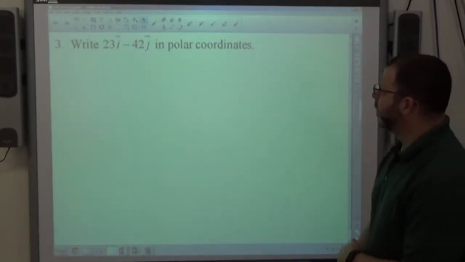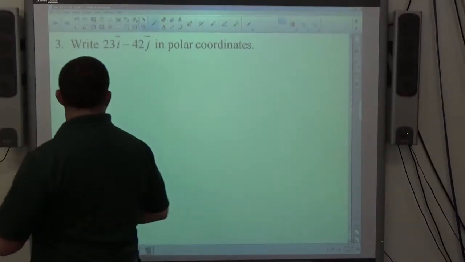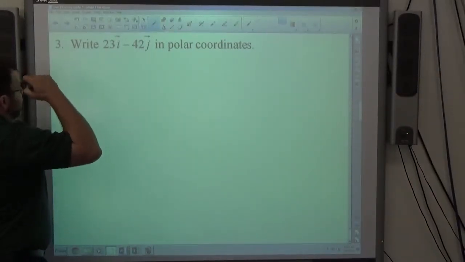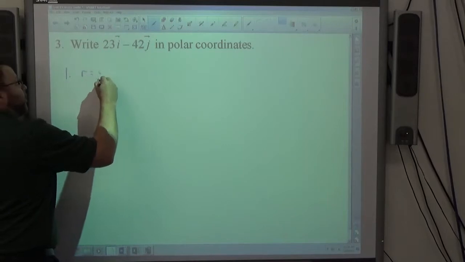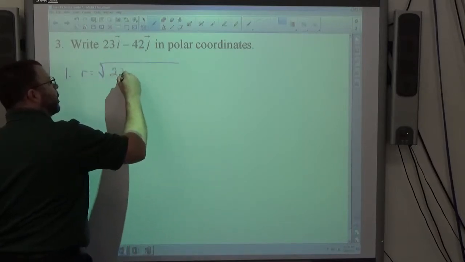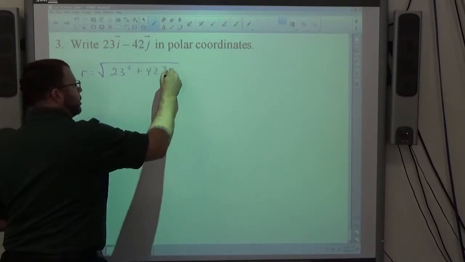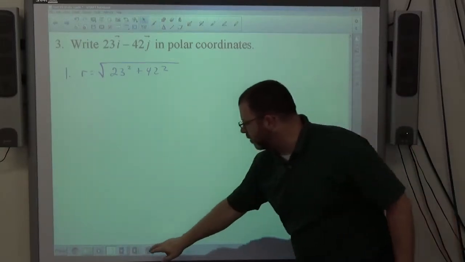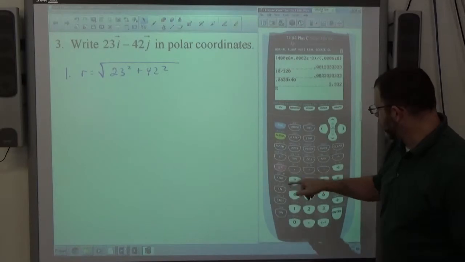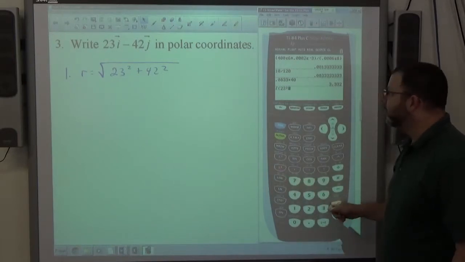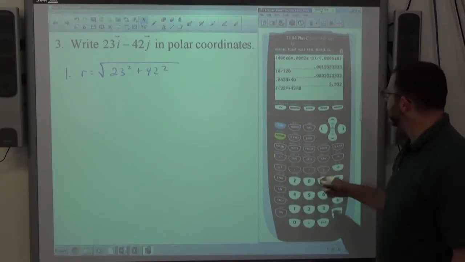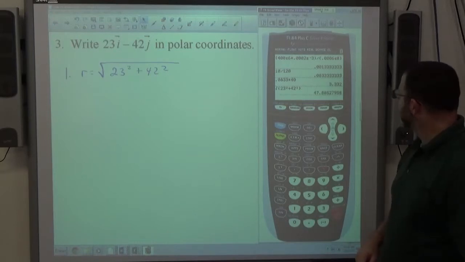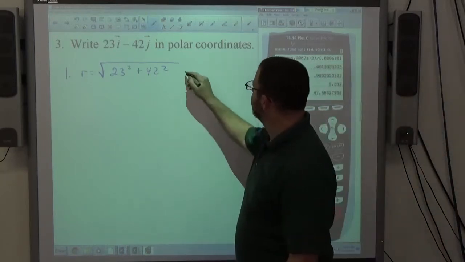Number 3, write 23i minus 42j in polar coordinates. Step 1 is r is equal to the square root of 23 squared plus 42 squared. Squaring things always makes things positive, so do not ever put negatives in this step. Square root of (23 squared plus 42 squared) equals 47.89.